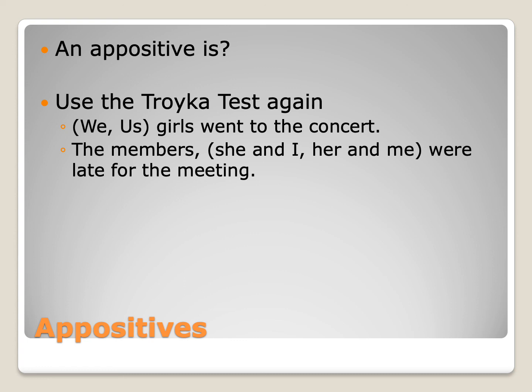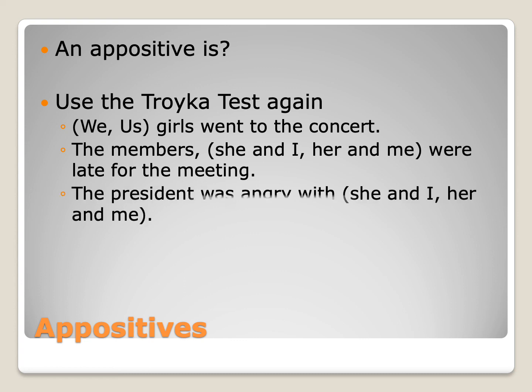Now, this next one is a little bit more complicated because you got to take away a few things. So the members, she and I, her and me, were late for the meeting. So take away members, you say she and I were late. If you still can't figure it out from that, then take away one of the pronouns and switch the verb to a singular form. So she was late for the meeting, her was late for the meeting, I was late for the meeting, me was late for the meeting. So it's got to be the members, she and I.